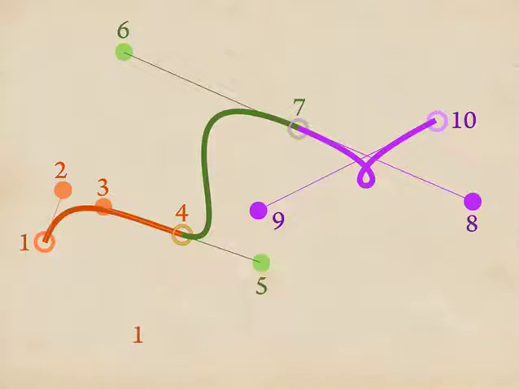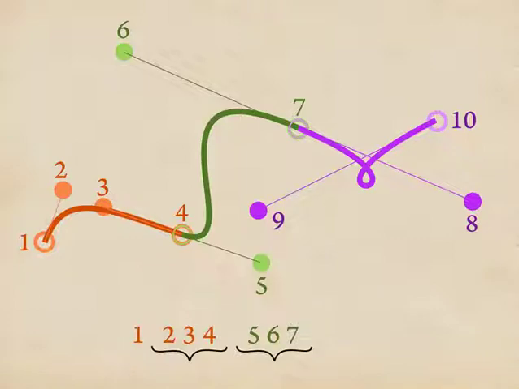We first identify the first point of the first curve. That's point 1. Now we only have to provide 3 more points. In this case, points 2, 3, and 4. Point 4 does double duty. It's also the first point of the green curve, so we don't repeat it. We only have to provide the new 3 points for the green curve, points 5, 6, and 7.